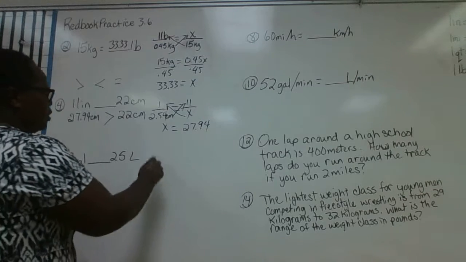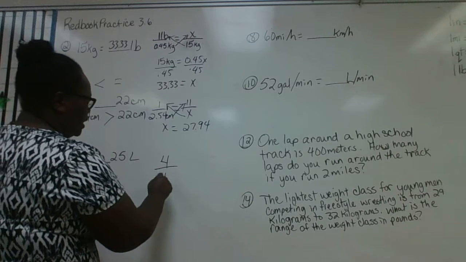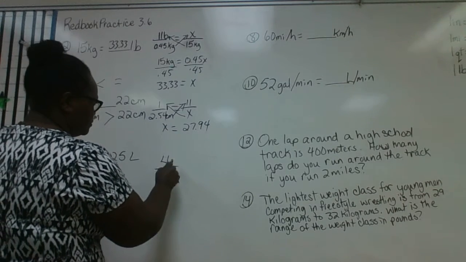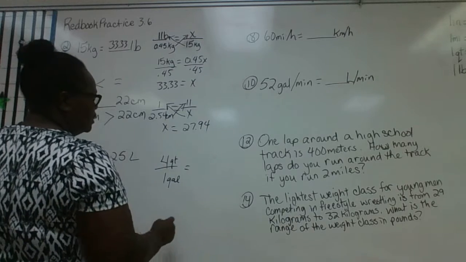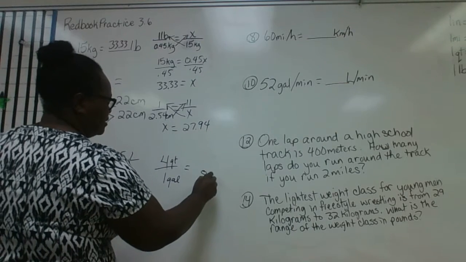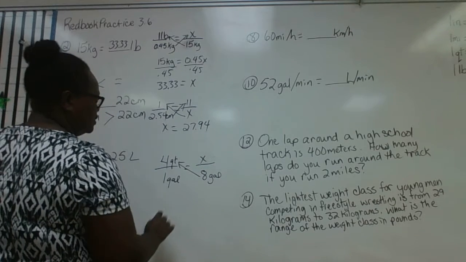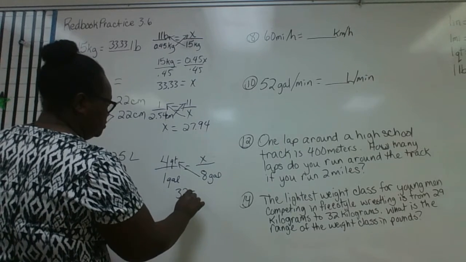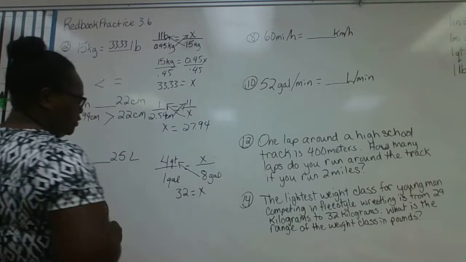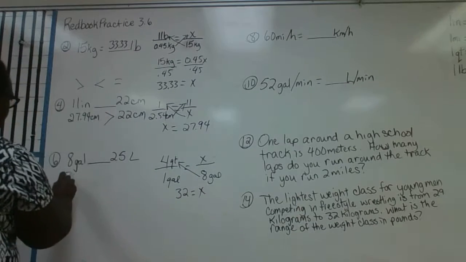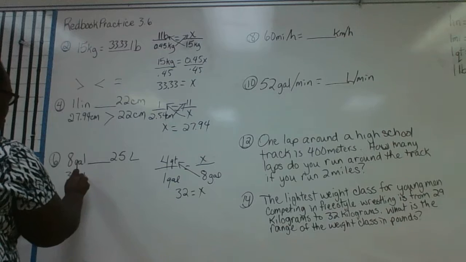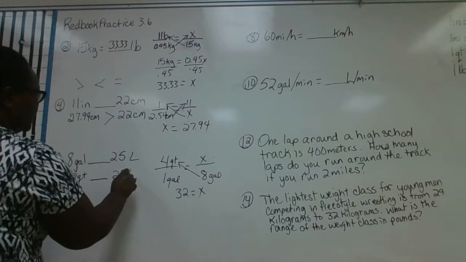So if 4 quarts is 1 gallon, then what happens if we have 8 gallons? Well, we discovered that that equals 32. X will be equal to 32. So this is actually 32 quarts compared to 25 liters.